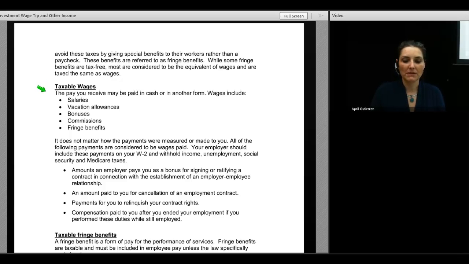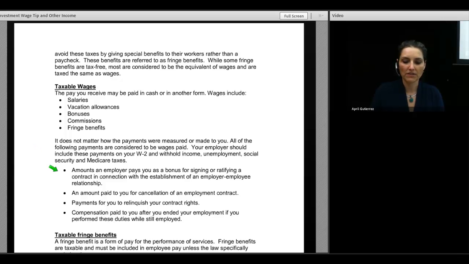The pay you receive may be paid in cash or in another form, and wages include salaries, vacation allowances, bonuses, commissions, and fringe benefits. It does not matter how the payments were measured or made to you. All of the following payments are considered to be wages paid. Your employer should include these payments on your W-2 and withhold income, unemployment, Social Security, and Medicare taxes.